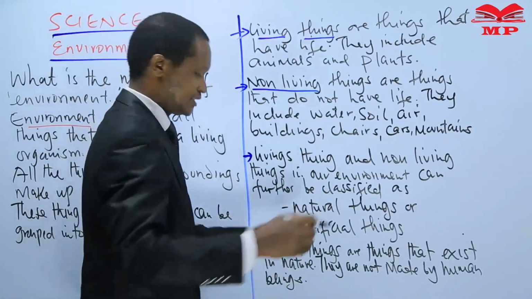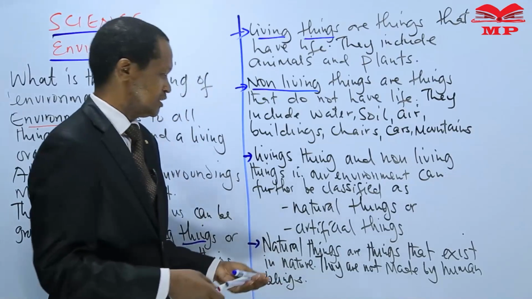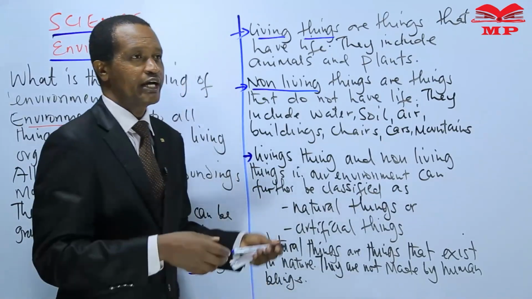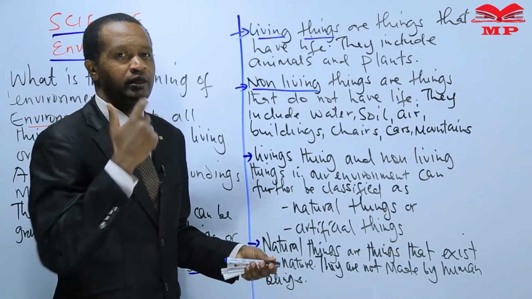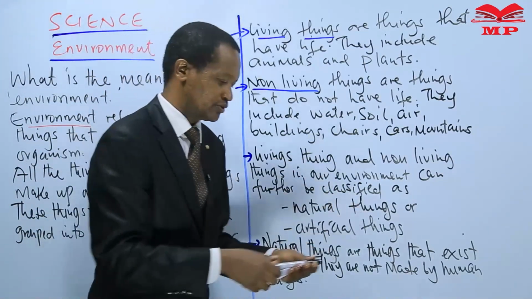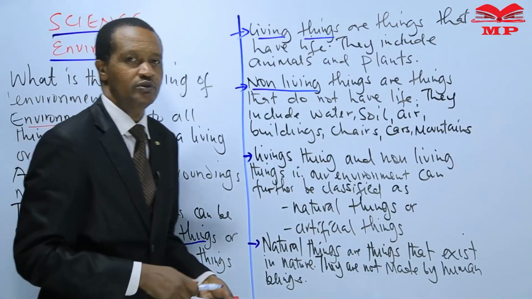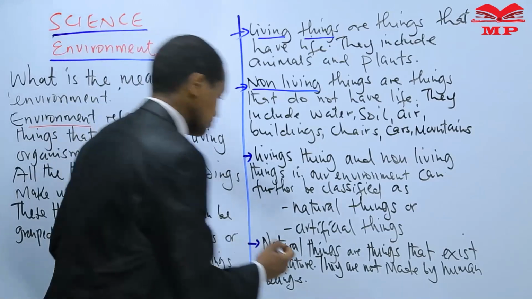They just exist. No one can say, I created natural things, or I manufactured natural things. You cannot say, I manufactured. Examples would include things like animals. Let's put down some examples.